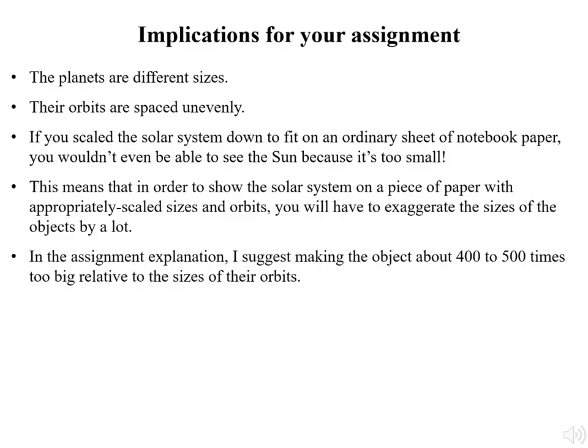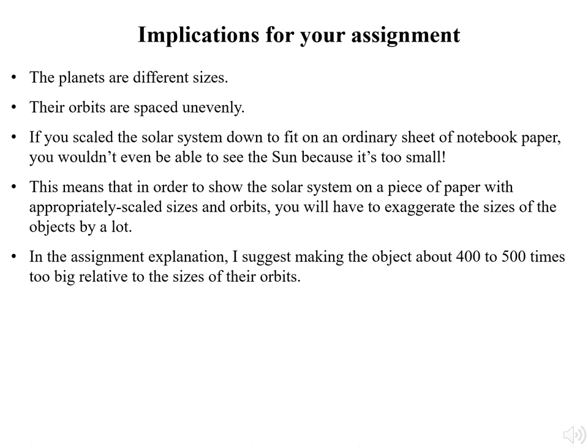This perspective has several implications for completing your assignment. Clearly, the planets are different sizes. Jupiter is many times larger than the Earth, and both of them are much smaller than the Sun. You will want to draw in those size differences. For the orbits, Mercury, Venus, Earth, and Mars orbit relatively close to the Sun and also relatively close to each other. In comparison, the orbits of Jupiter, Saturn, Uranus, Neptune, and Pluto are both much farther from the Sun and also much farther apart from each other. Again, you will want to draw in these differences.